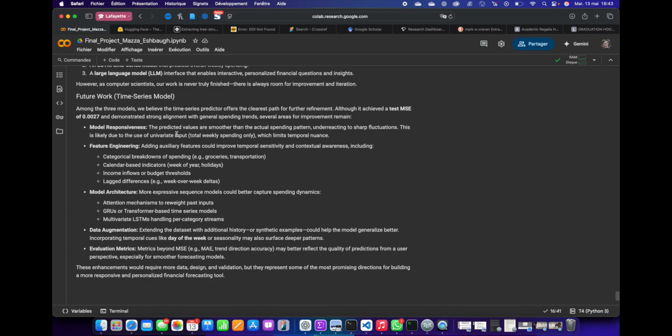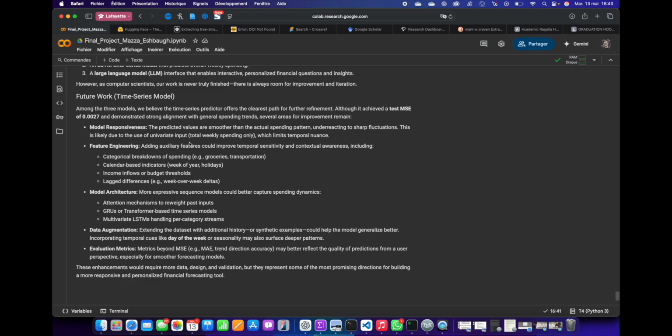Right now, we did get a great test MSE, and it did demonstrate strong alignment with general spending trends. It predicts smoother values, which makes sense, but it's underreacting in a lot of ways. This is maybe due to univariate input, total weekly spending only. That's limiting temporal nuance, and essentially it doesn't have enough to run inference on. So how can we solve that?